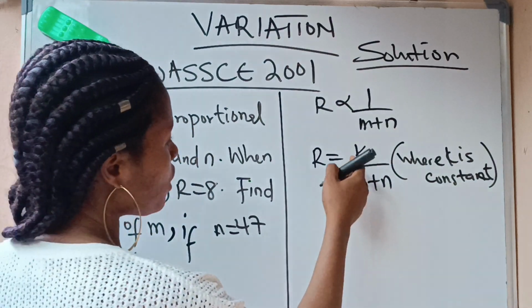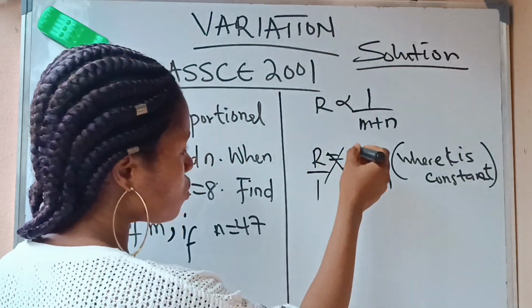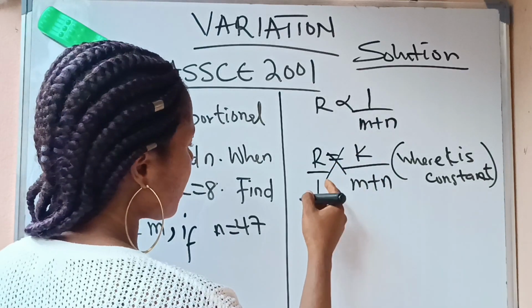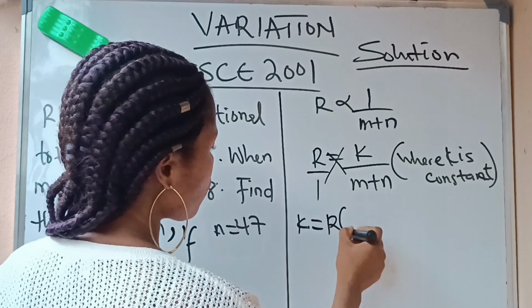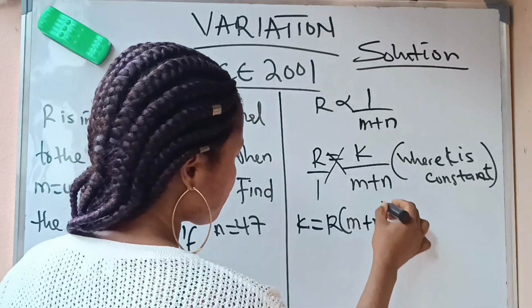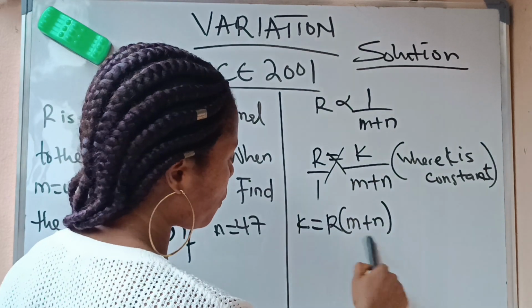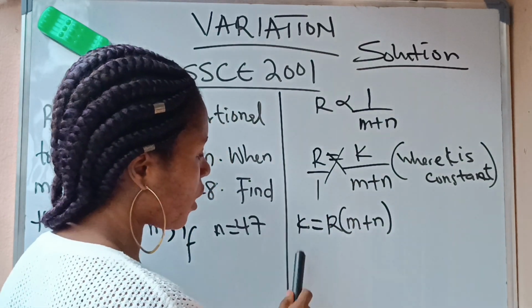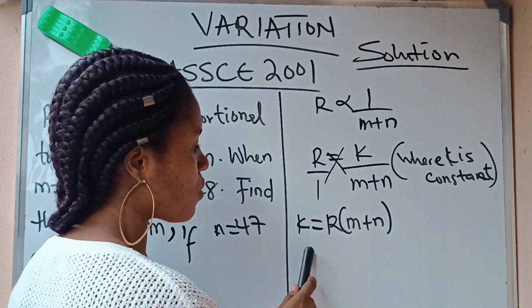Now, first of all, we need to find the value of this k. For me to do that, I will need to do cross multiplication. So k times 1 will give me k is equal to R multiplied by m plus n. Trust me when I say that they must provide this information for you to use it to get your k. They must provide it because they know you will need to get your constant.